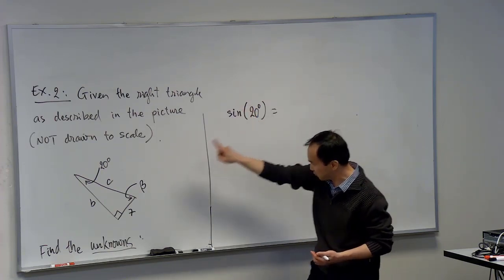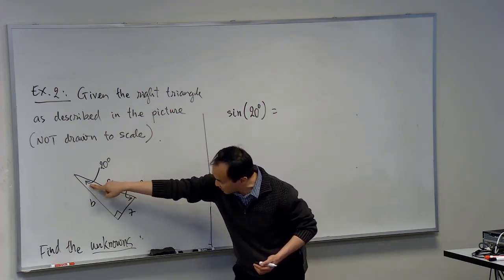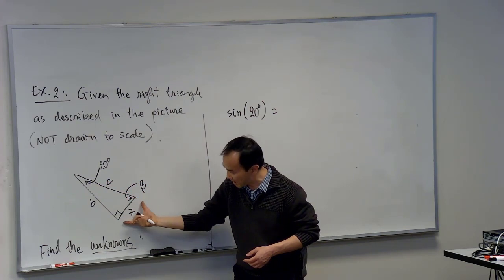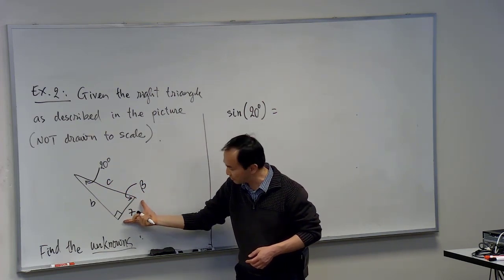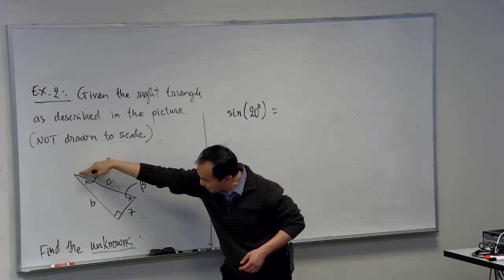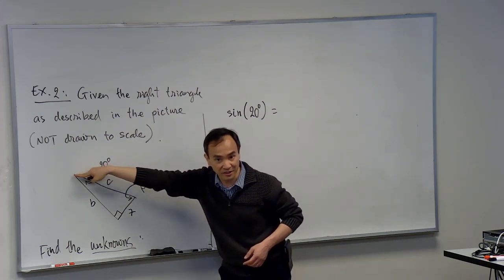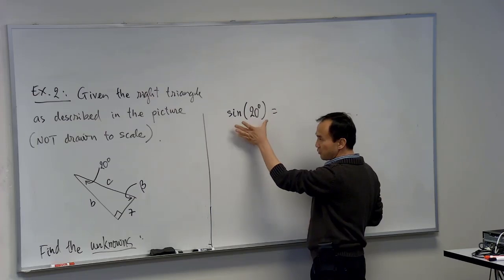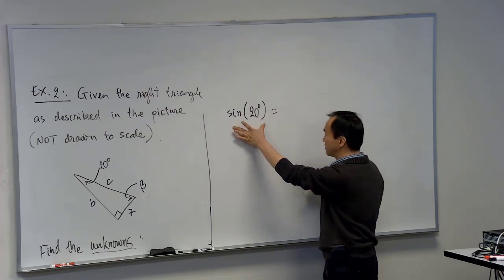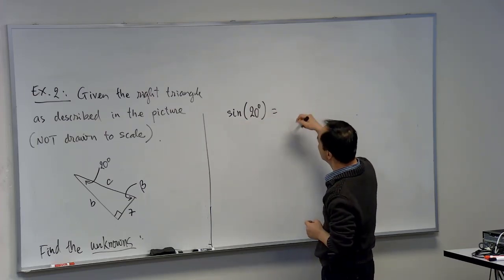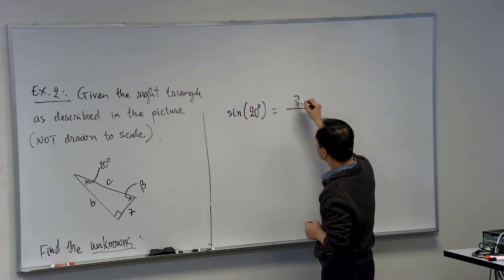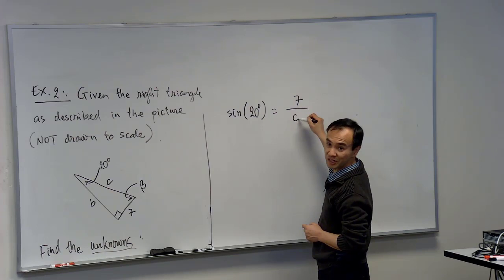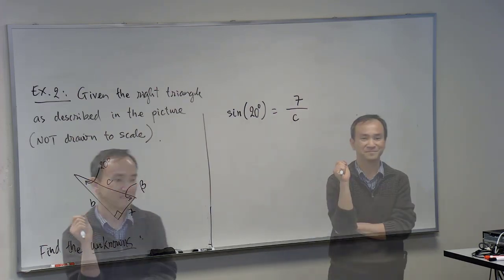But then on the other hand, from what we have just learned, sine of that angle we call 20 degrees has a relationship with these lines right here. This line that we call 7 is opposite, and the hypotenuse is the line C. So that means what? Sine of 20 degrees, we can easily calculate with a calculator, but on the other hand, it equals opposite 7 over the unknown hypotenuse C. You guys with me on that?